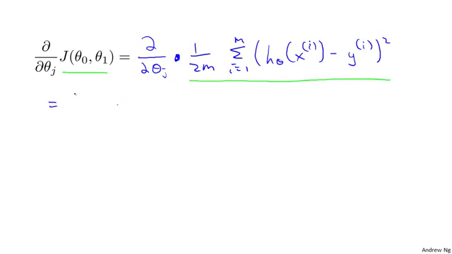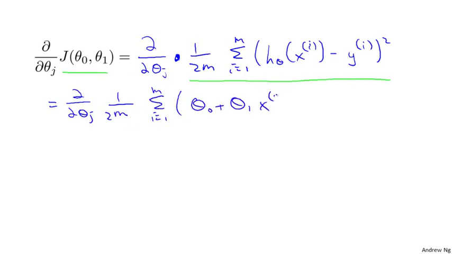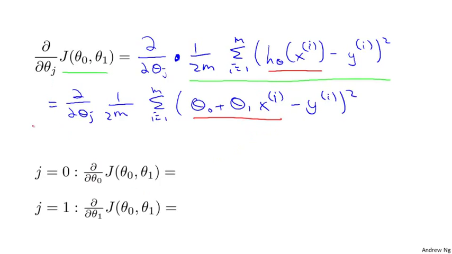And simplifying a little bit more, this turns out to be equal to this: sum from i equals 1 through m of (theta 0 plus theta 1 x^(i) minus y^(i)) squared. And all I did there was take the definition for my hypothesis and plug it in there. And it turns out we need to figure out what this partial derivative is for two cases, for j equals 0 and for j equals 1. So we want to figure out this partial derivative for both the theta 0 case and the theta 1 case. And I'm just going to write out the answers.